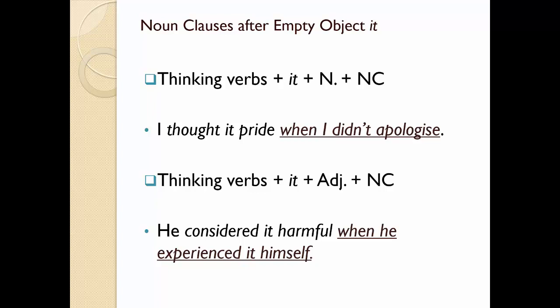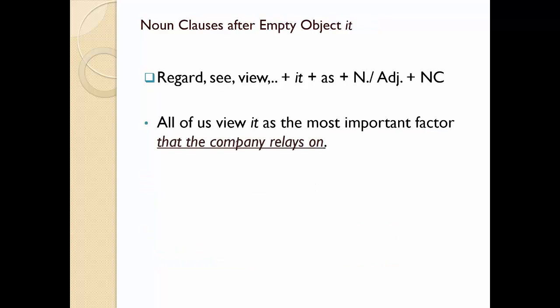Last but not least, you can use "it" plus "as" before a noun or an adjective after verbs like regard, see, and view. For example, all of us view it as the most important factor that the company relies on. So here "it as" is an empty object before "view", and the noun clause is "that the company relies on".